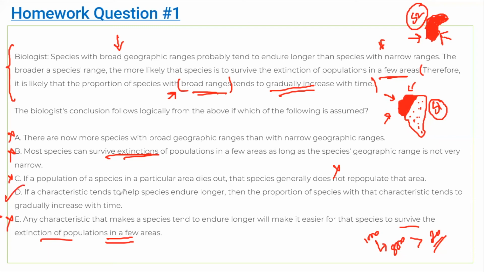So let's read D. If a characteristic tends to help species endure longer, in this case that being broad range, then the proportion of species with that characteristic tends to gradually increase with time. Exactly what the conclusion says. Now let's negate this. Then the proportion of species with that characteristic does not tend to gradually increase with time. So basically, if I am a species, I have a broad range, but still I don't increase with time, what will happen? I am directly negating the conclusion.